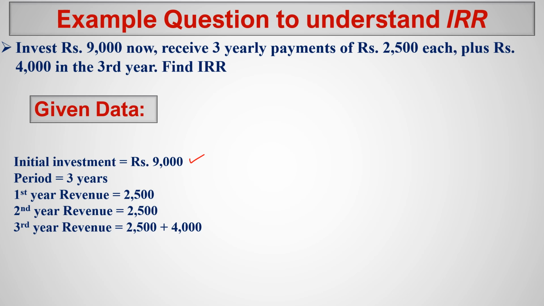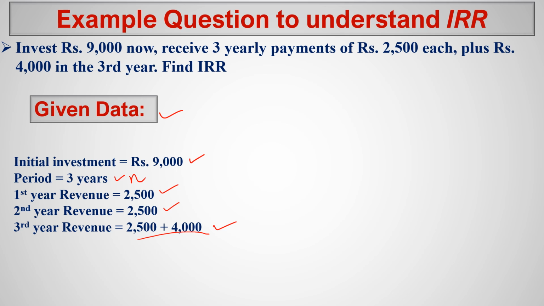Investment is 9,000, that's the first data, and the number of periods is n equal to 3, and the first year revenue, the second year revenue, and the third year revenue. In the third year we have 2 revenues. That's a simple thing. This is the first step, we always do this, because when we do this, we break down the sentence into a mathematical form. This is the mathematical format.